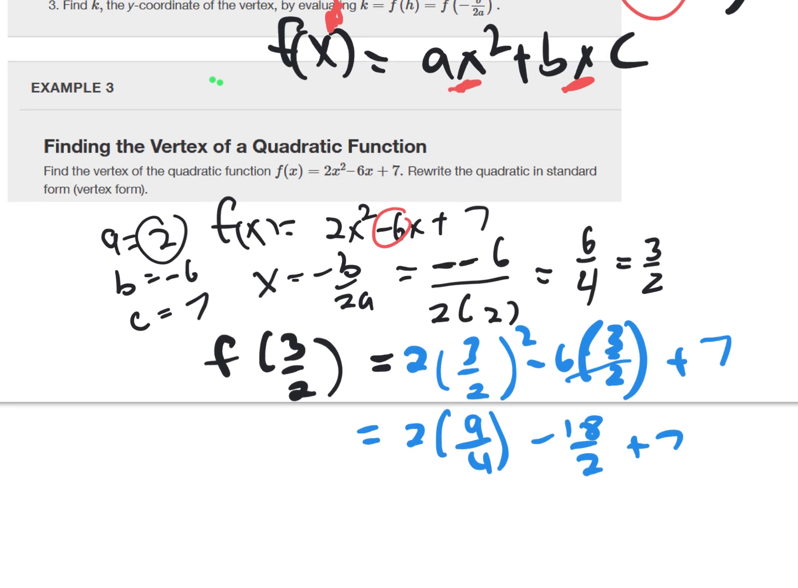So let's go back to b. Let's finish simplifying. 2 times 9 is 18. 18 over 4 minus 18 divided by 2 is a 9. 9 plus 7.